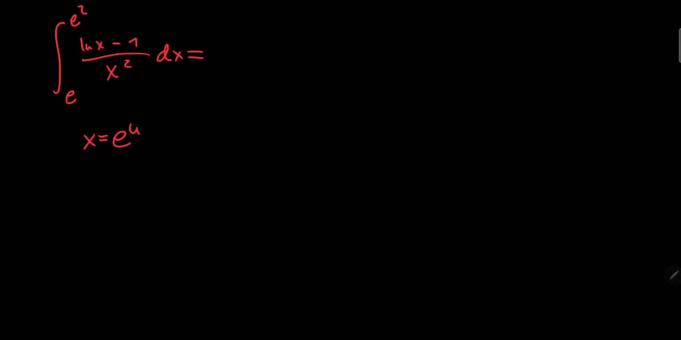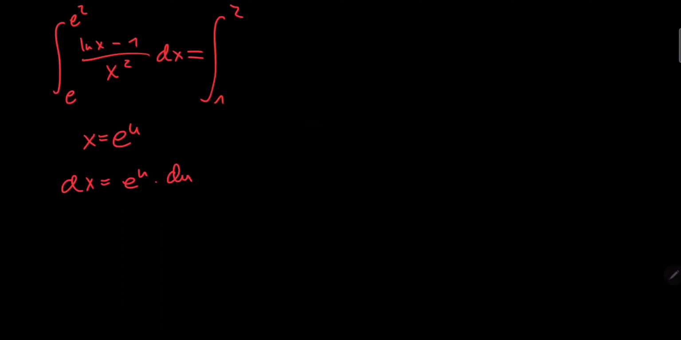because then our bounds of integration just become 1 and 2, because clearly when x is equal to e, u needs to be equal to 1, and if x is equal to e squared, then u needs to be equal to 2. Also, we got that dx is nothing but e to the u times du.